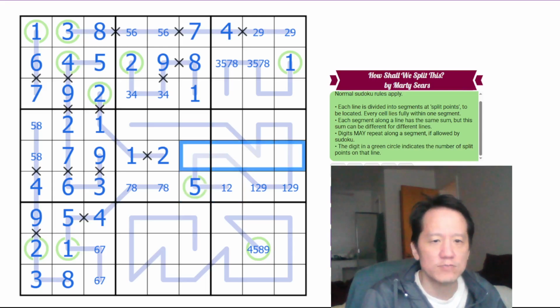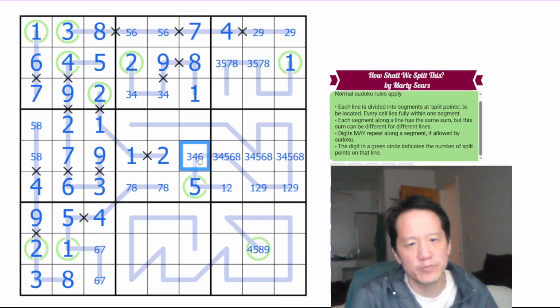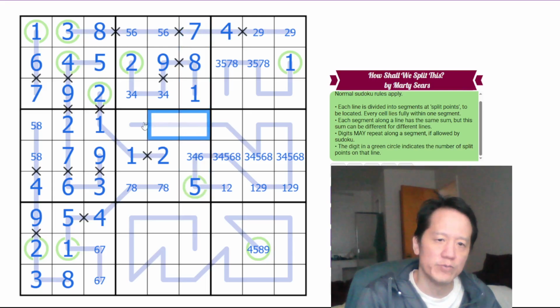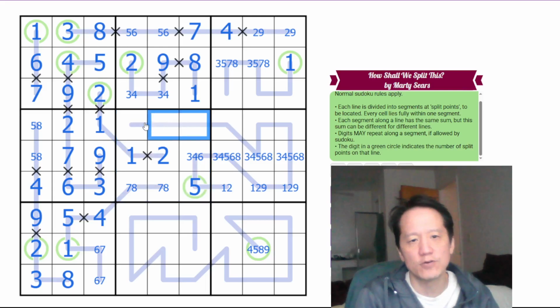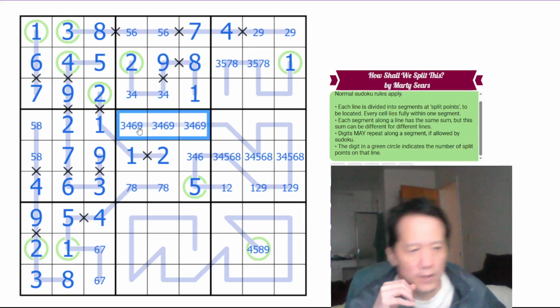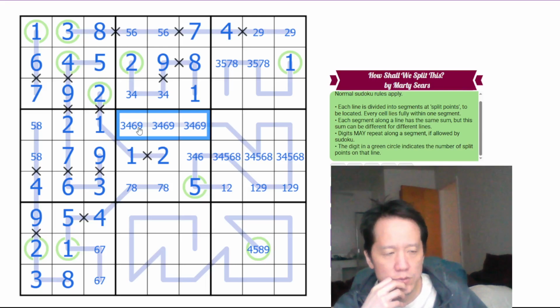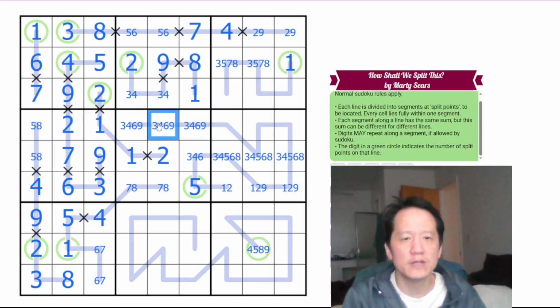The remaining digits in row 5 are 3, 4, 5, 6, and 8. But this can't be 5, and it cannot be 8 here. The remaining digits in box 5 are 3, 4, 6, and 9. 9 must add up with 3 to add up to 12. This cannot be 9 here.